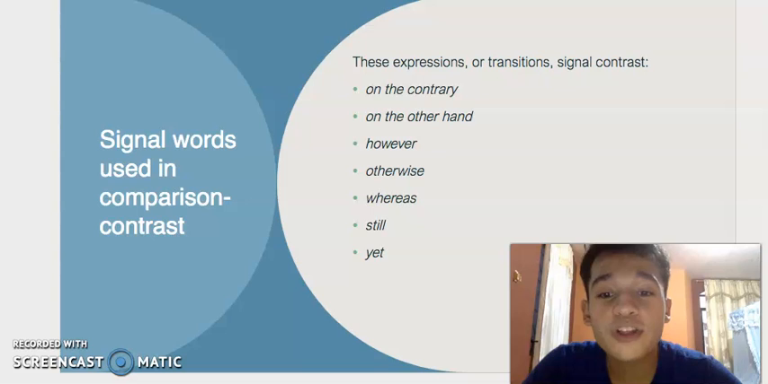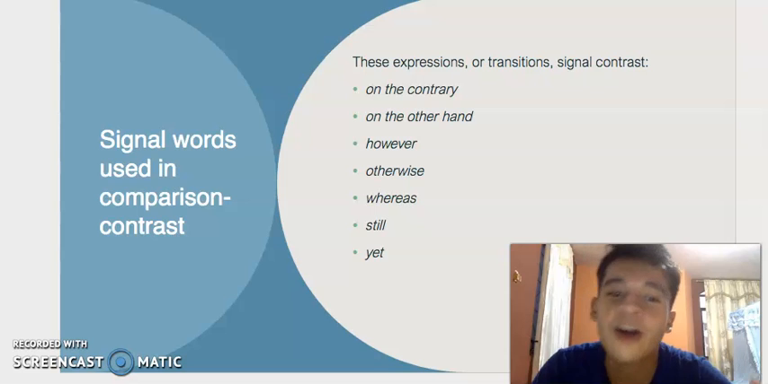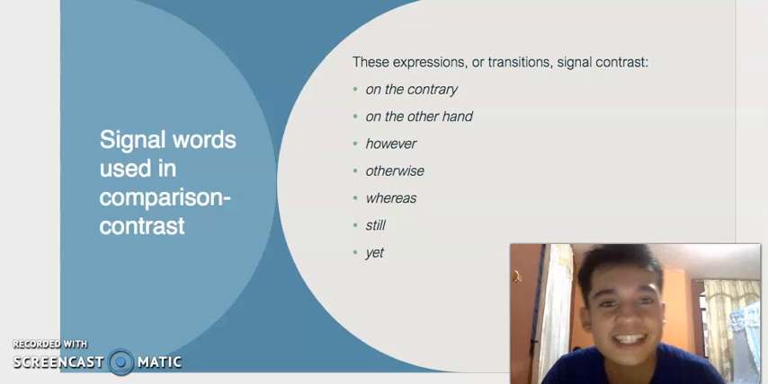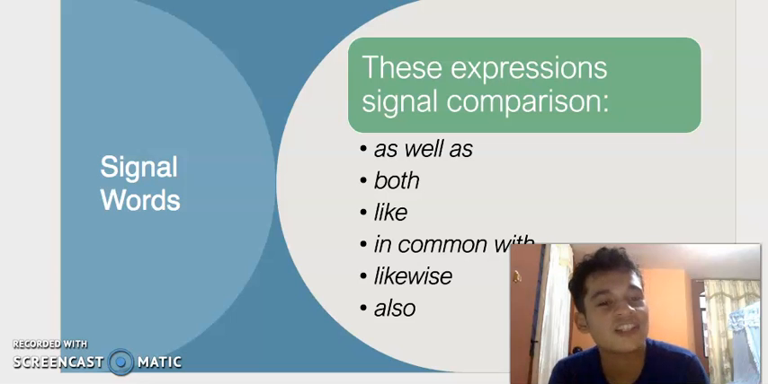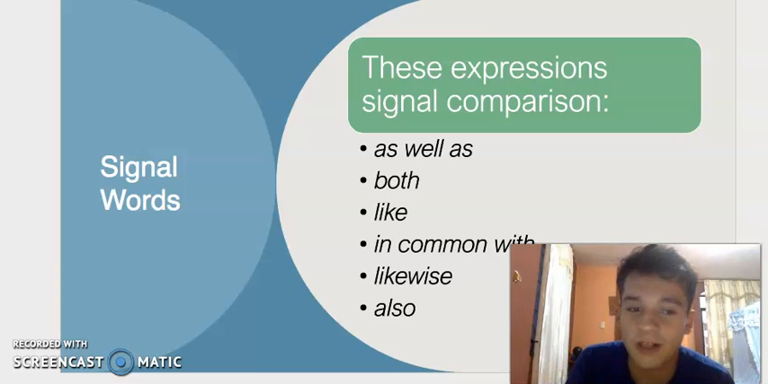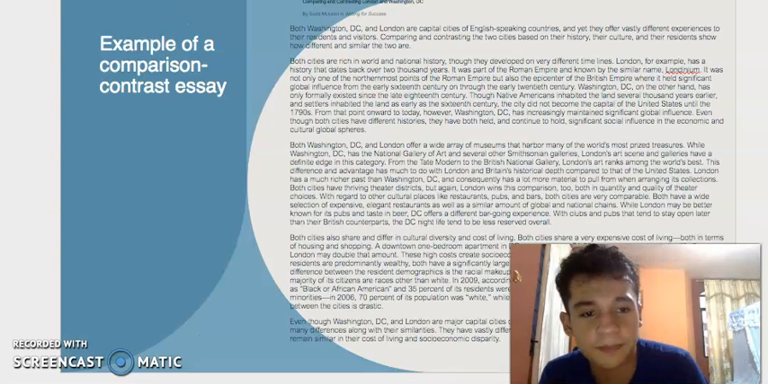Now, signal words used in comparison and contrast. These traditional expressions signal contrast: on the contrary, on the other hand, however, otherwise, whereas, still, and yet. And these expressions signal comparison: as well as, both, like, in common with, likewise, and also.